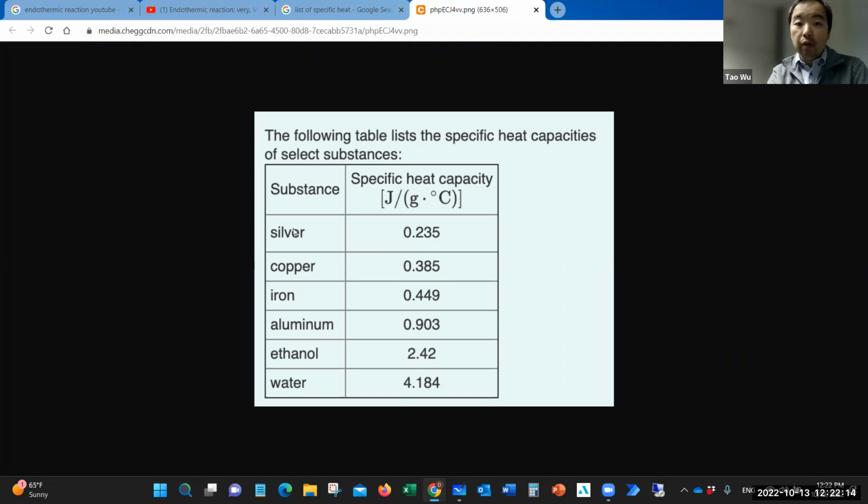Now, based on those numbers, my question is: which material is the best for cookware? And what is the specific function of cookware? You know what cookware is, but what is its specific function?